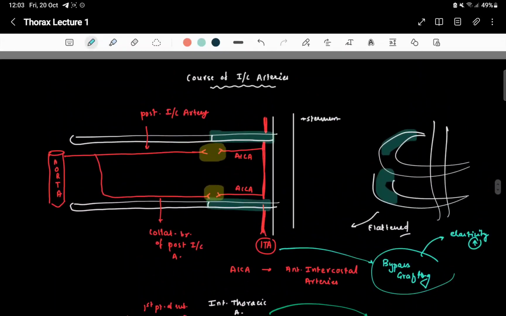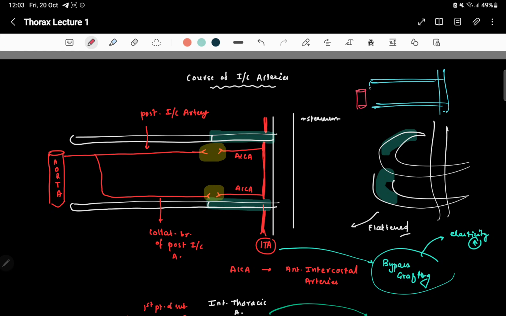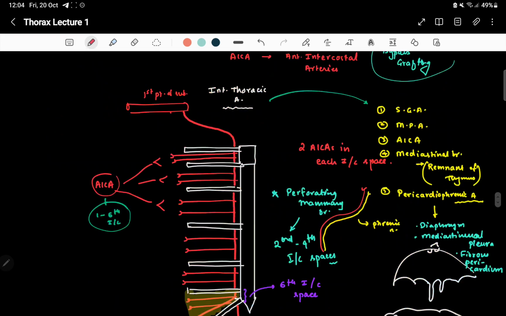This is the course. If I draw the course of arteries, if here is the sternum and here are the ribs here, okay, then if you have the aorta here, then the posterior intercostal arteries, PICA, will be seen here, and internal thoracic must be passing below it and giving up the anterior intercostal, which are fusing here, and then a collateral branch of PICA will come and fuse with another AICA. Okay, this is your internal thoracic artery. This is your arterial supply.